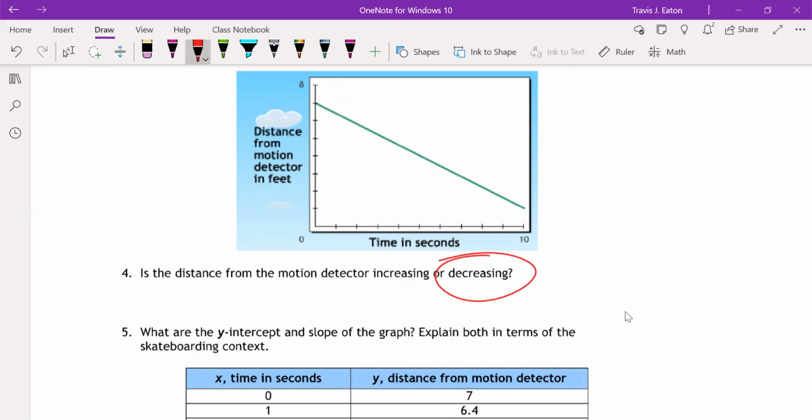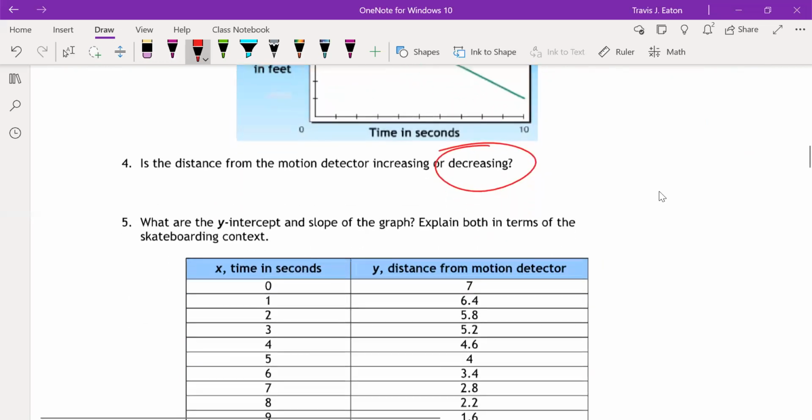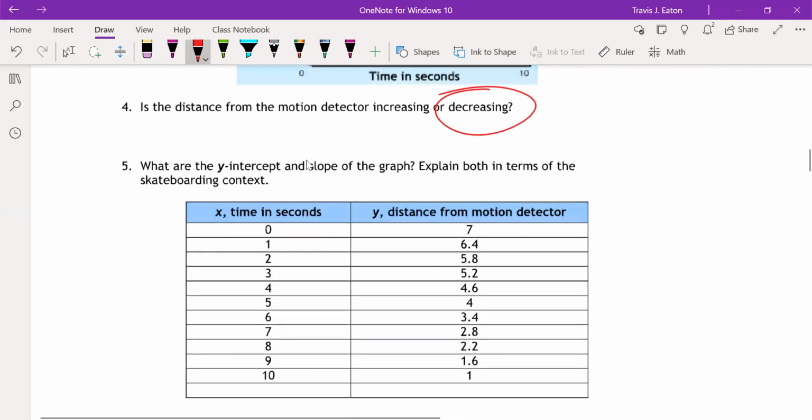Now, when we look at this, the next thing says, what are the y-intercept and the slope of this graph? So what we need to do is come up with that. And we will continue this on Monday. So good news, no homework over the weekend.